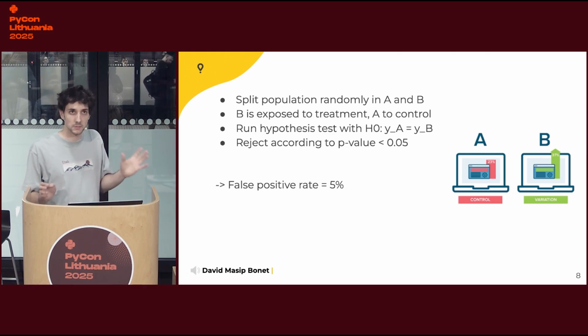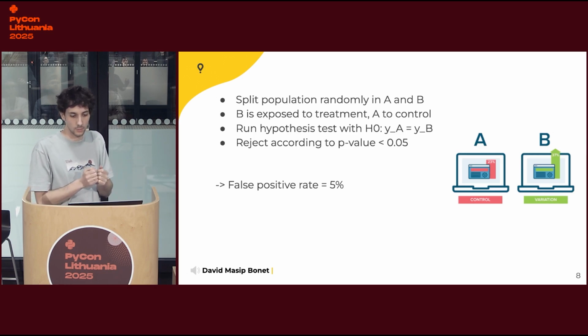So this is the general setting for an A/B test. You split the population, and you measure in A and B, and reject if you see big differences.